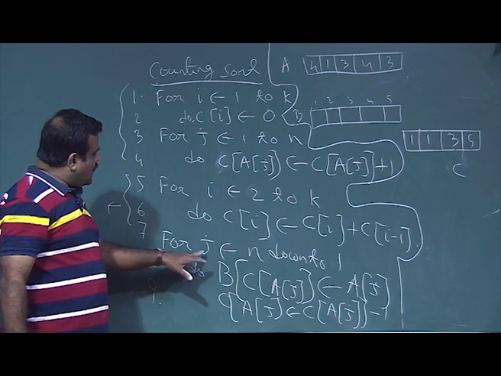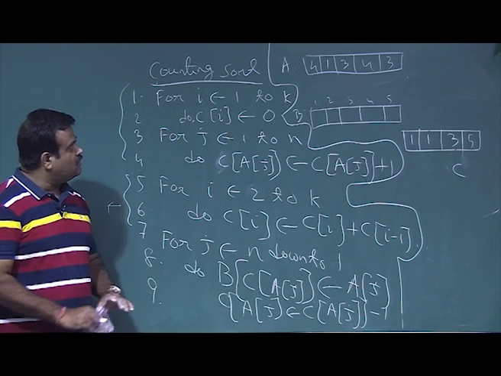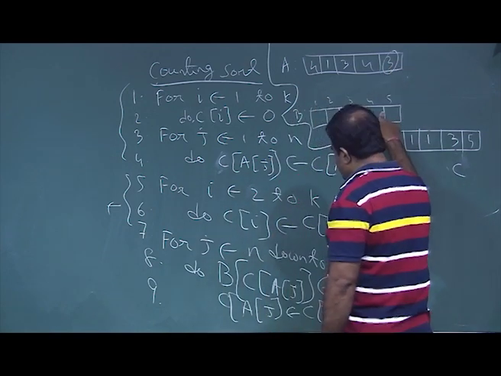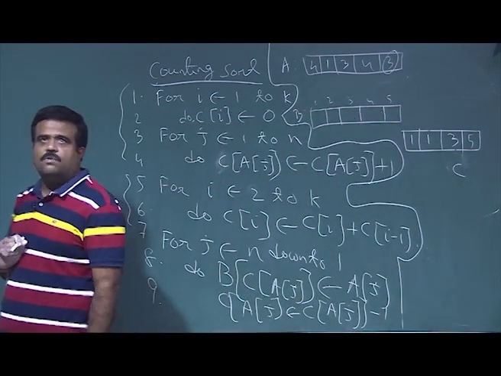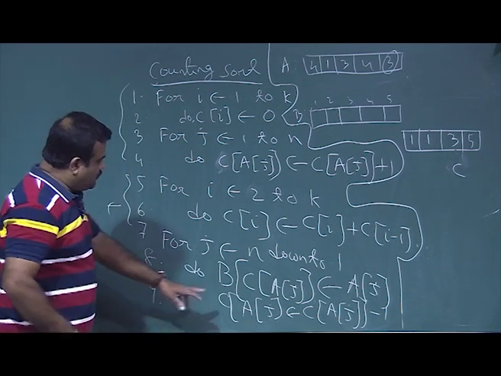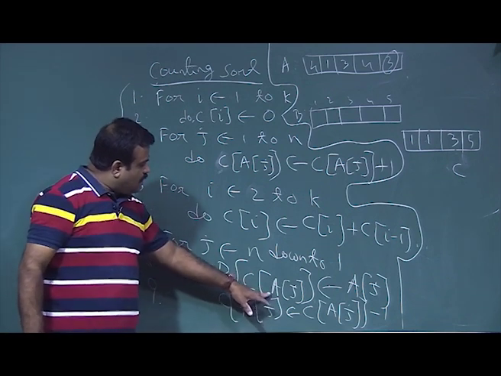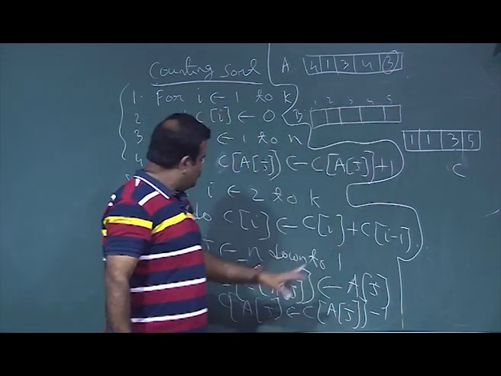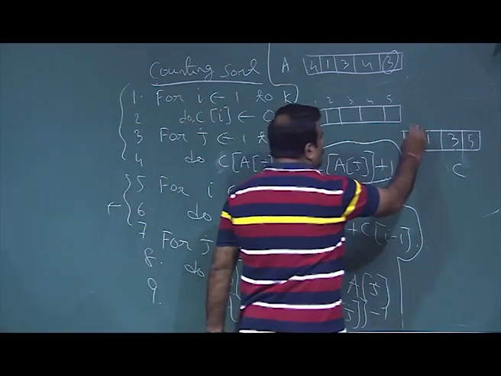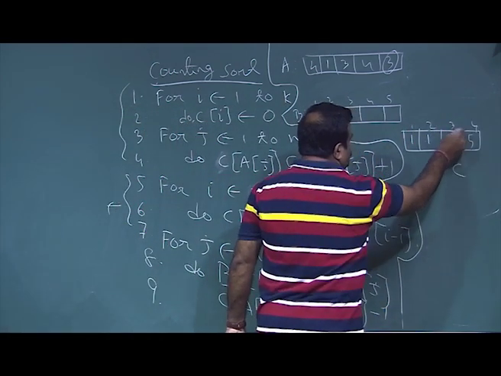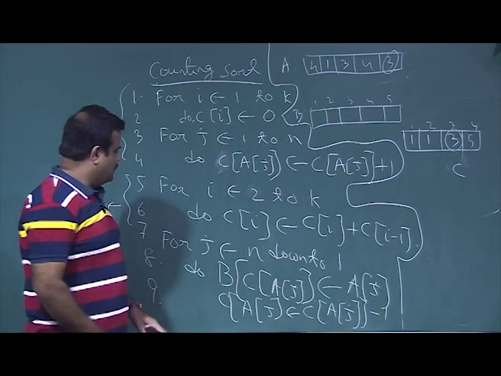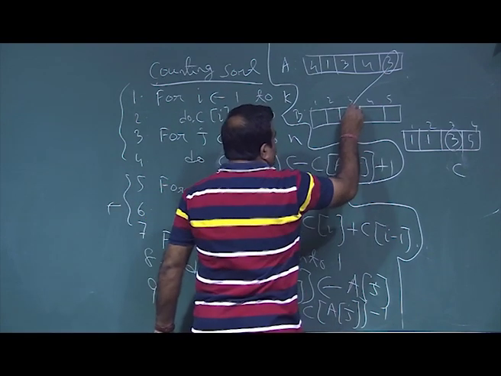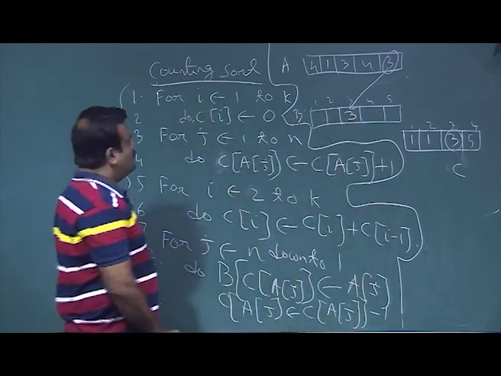So, we start with n. We look at this and we have to put this into the B array. How can we put this? We go to the C of Aj. Aj is 3, so C of Aj is basically 3. So, this 3 we put into here.